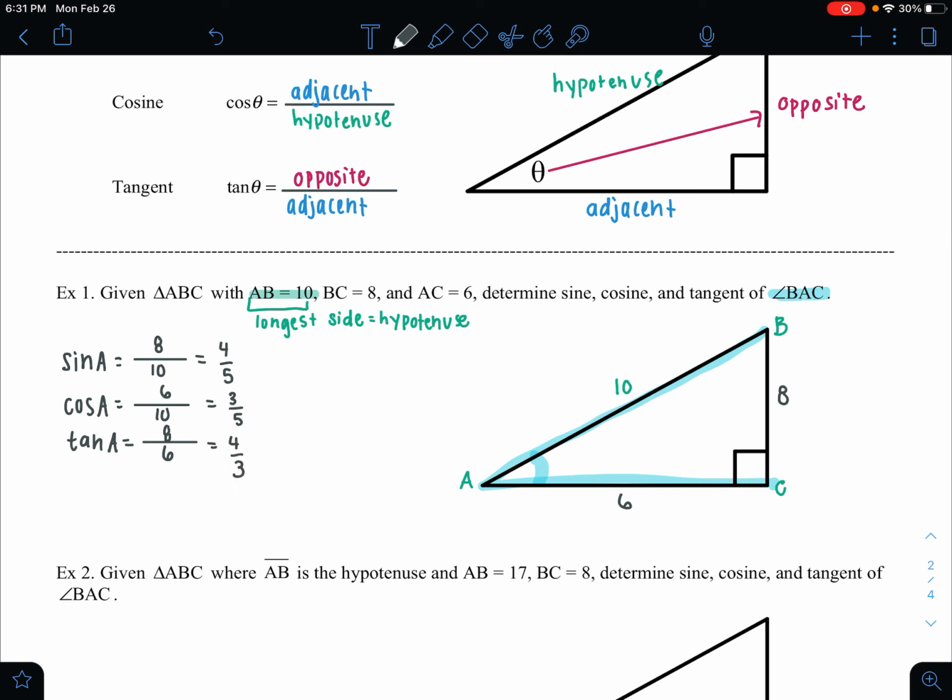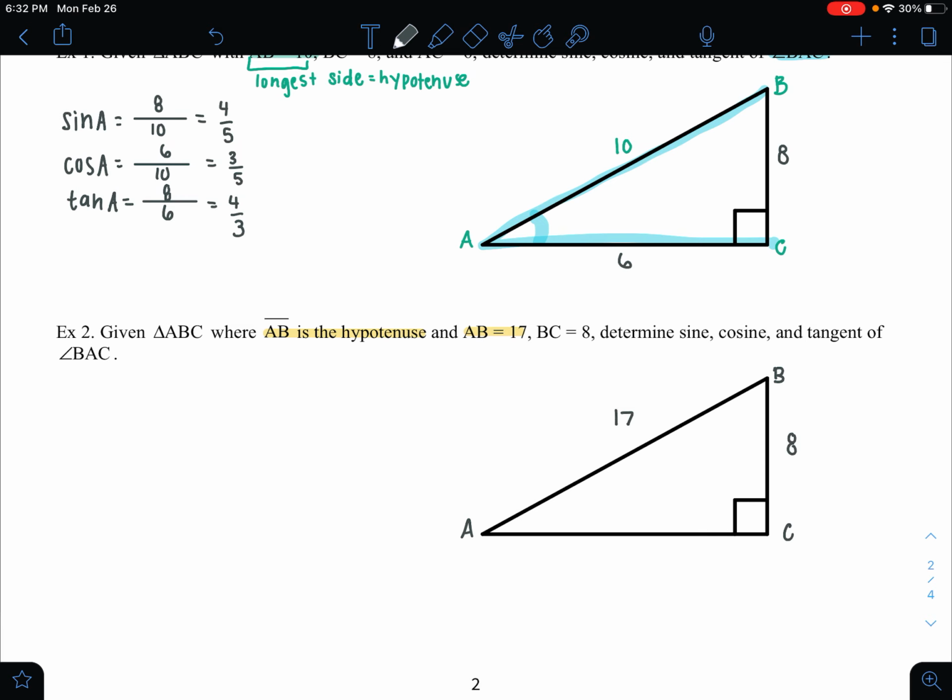Notice here I only gave you 2 of the sides, so you're going to have to use Pythagorean theorem to solve for the remaining one to set up your trig ratios. So pause the video and try that. All right, so we're going to have to solve for the adjacent side, so AC.